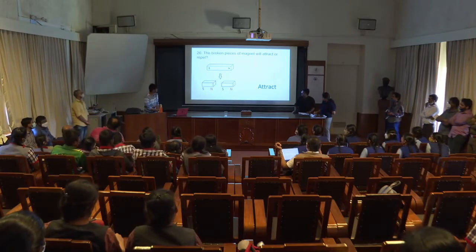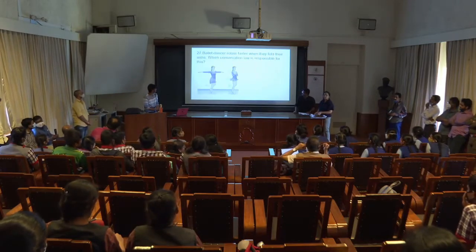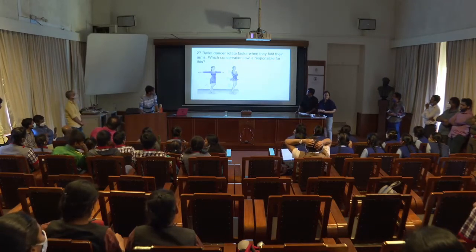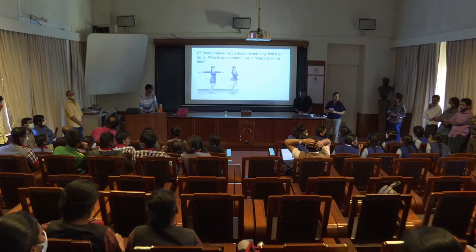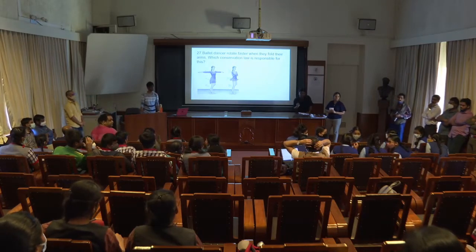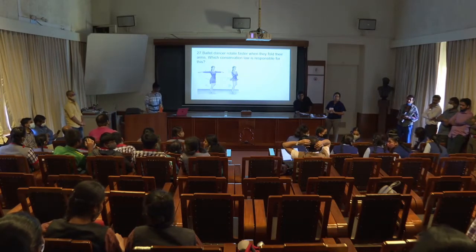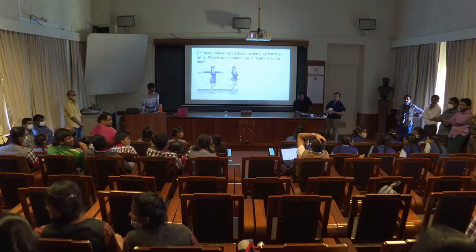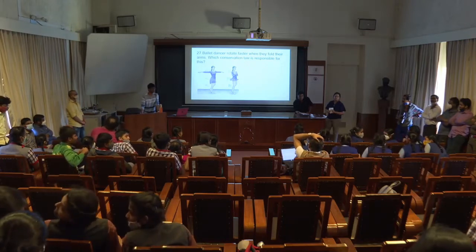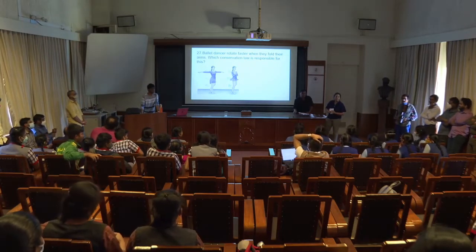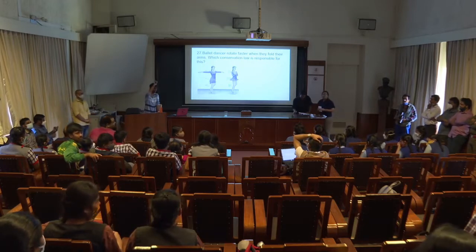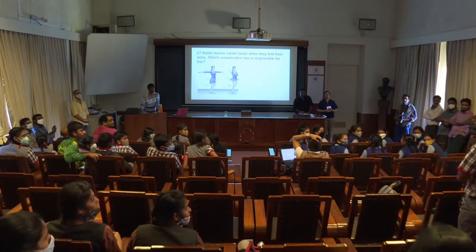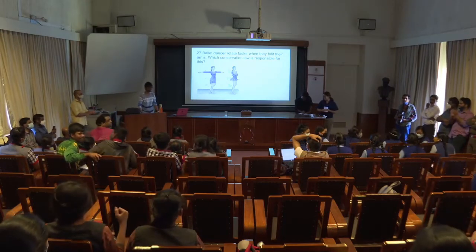Question number 27 goes to team A. The ballet dancer rotates faster when they fold their arms. Which conservation law is responsible for this? Anybody? Okay, last 5 seconds. No. Pass to team B. This is it. Conservation of angular momentum. Correct. Conservation of angular momentum.